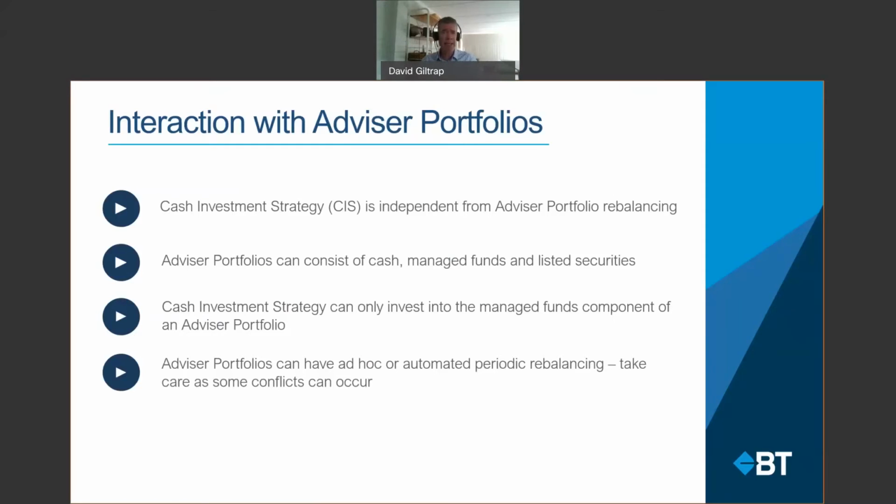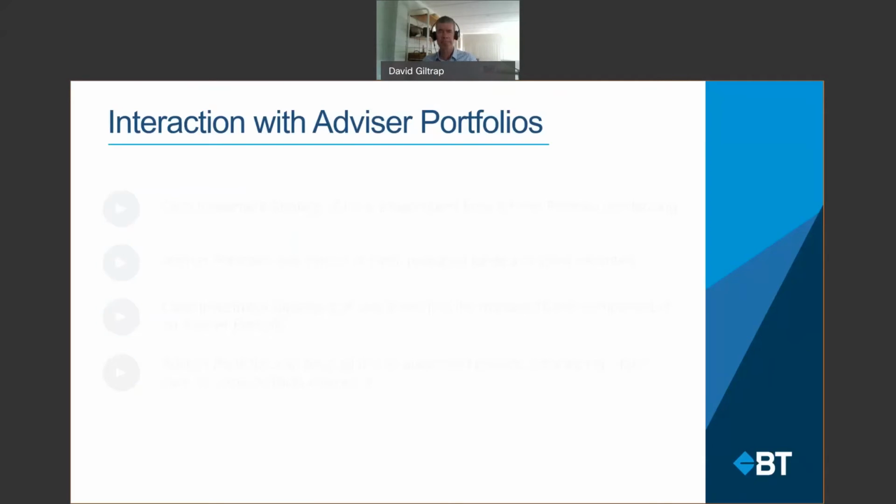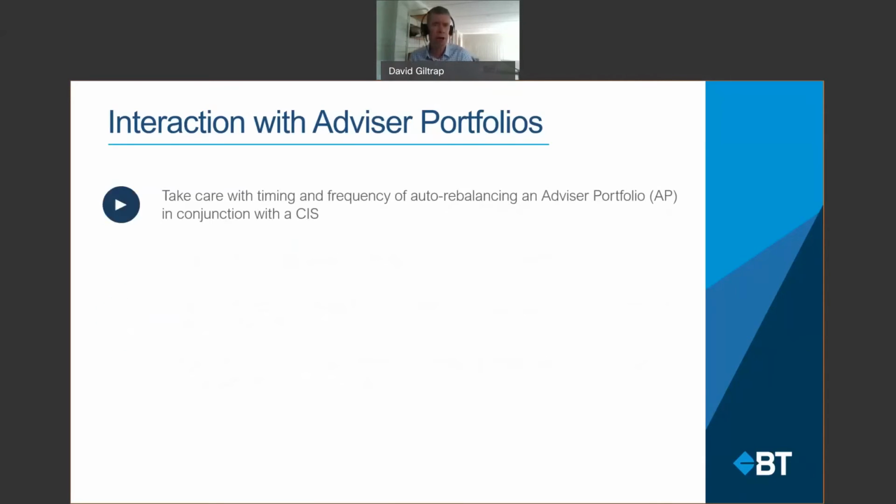And this is what you need to consider and perhaps be aware of in relation to an advisor portfolio client that is also using the cash investment strategy to sweep cash out of the cash account. So depending on the frequency of use and the parameters selected, it's possible that conflicts can occur. You just need to be aware of these if you're using both pieces of functionality. So take care with the timing and frequency of the auto rebalancing if you're doing that to an advisor portfolio in conjunction with a cash investment strategy.